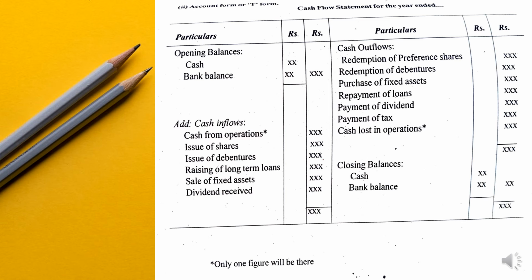With that you will be adding the cash inflow and you will be getting one total. In the next column you will be writing the cash outflow, and at last you will be showing the closing balance of cash and bank balance. You will get both the total columns tallied.